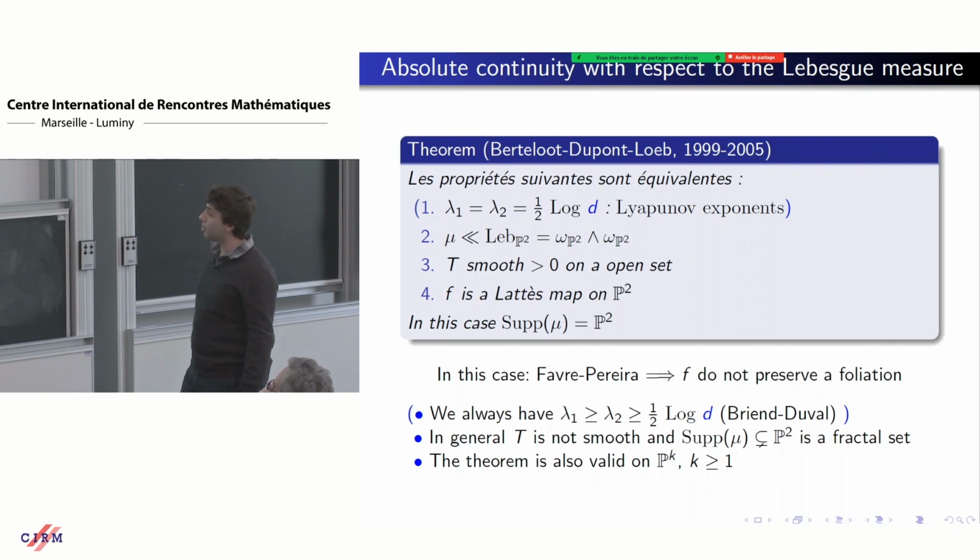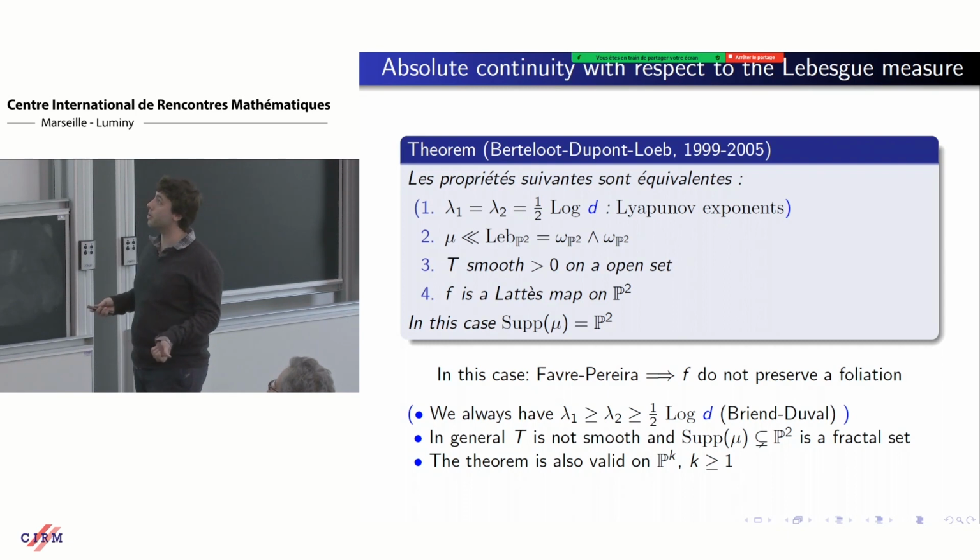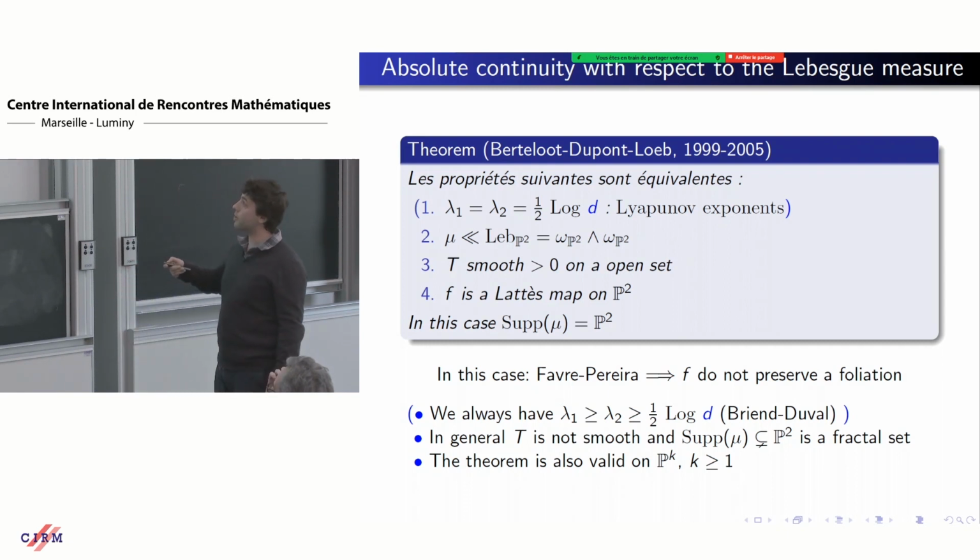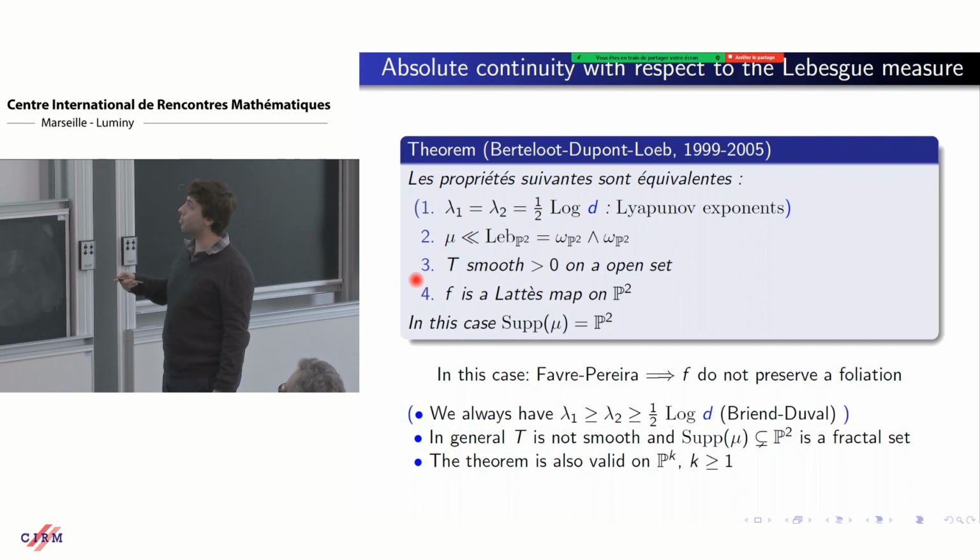So when we are in the smooth case, the situation is very well understood. So we have this equivalent points. So if you ask T to be smooth, then it's equivalent to say that the measure is absolutely continuous with respect to the Lebesgue measure. So the Lebesgue measure is just a class of volume forms. So you can take the power of the Fubini-Study form. And it also corresponds to lattice mapping. So I will give you a definition in a few seconds.